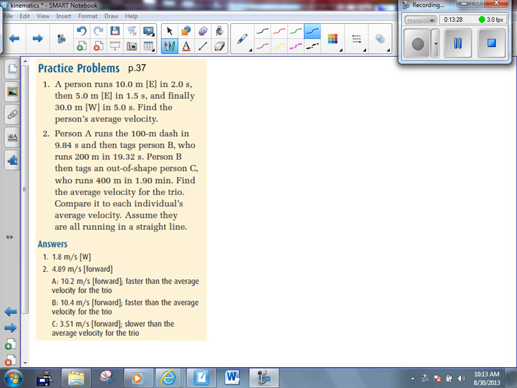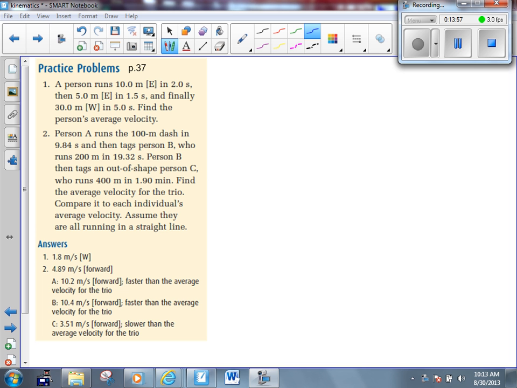All right, let's take a look at question number 2. It says, person A runs the 100-meter dash in 9.84 seconds, then tags person B, who runs 200 meters in 19.32 seconds. Then B tags out of shape person 3, who runs 400 meters in 1.9 minutes. Find the average velocity for the trio. Compare it to each individual's average velocity and assume they're all running in a straight line.